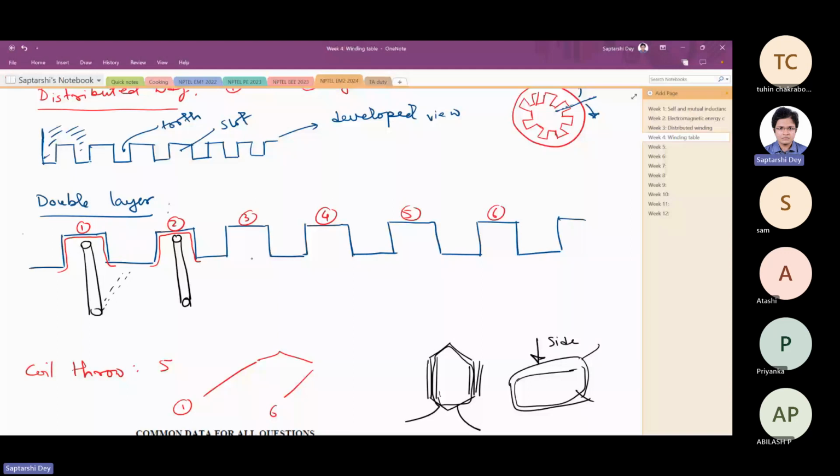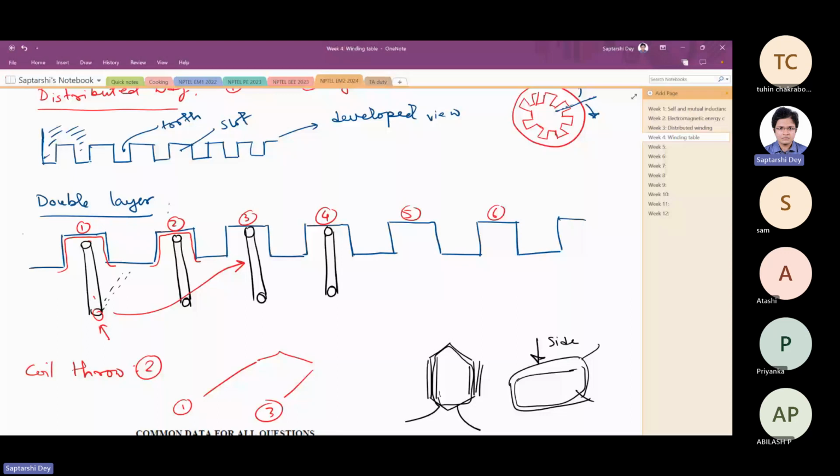Now after all the slots are filled up with coils like this, then what is done is you throw the coil so that this end reaches where it is destined here. I have drawn a long, okay. So let us say coil throw is not 5. Okay, let us say coil throw is 2. So if it goes into 1, it should come up from 3. So this you throw, it goes here.